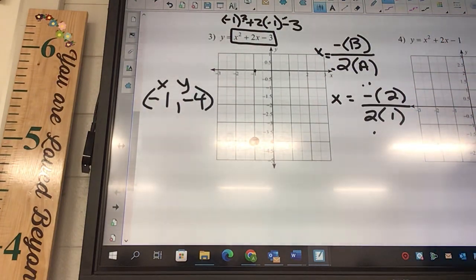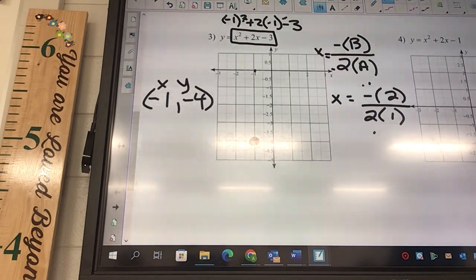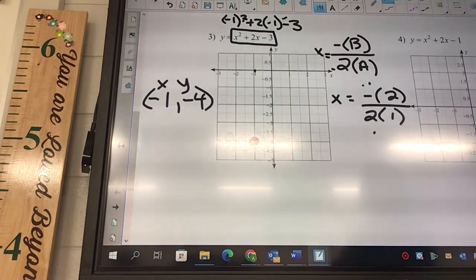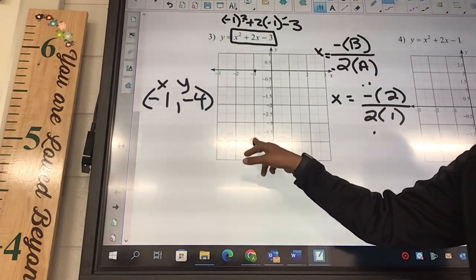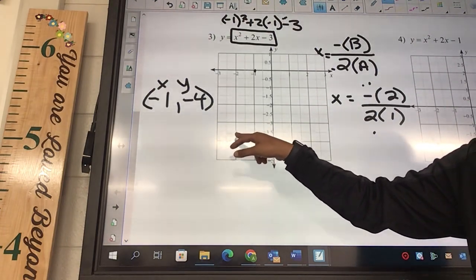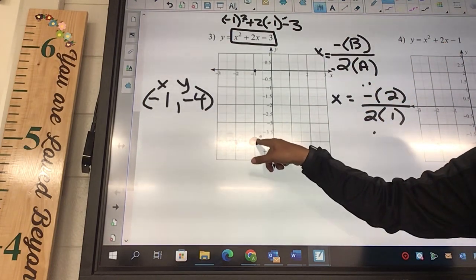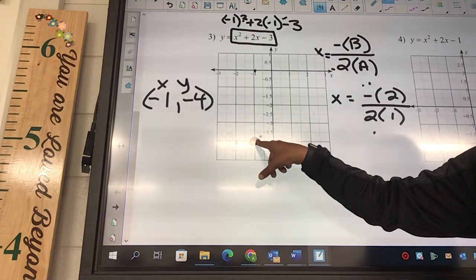Okay, and I gotta ask, if we're trying to find our second set of points, what number or options would we plug in? There's two options. What are they? 0. 0, and what else? We're gonna go over one this way, which is at 0, or you could go over one this way, which is at -2. Okay, if we were trying to find that third set of points, what are our options?